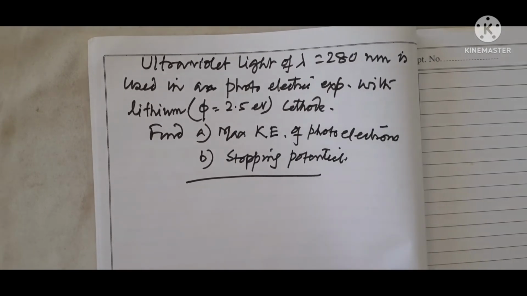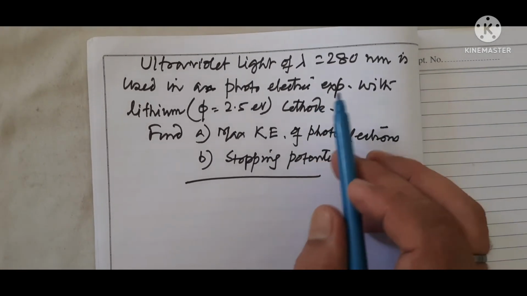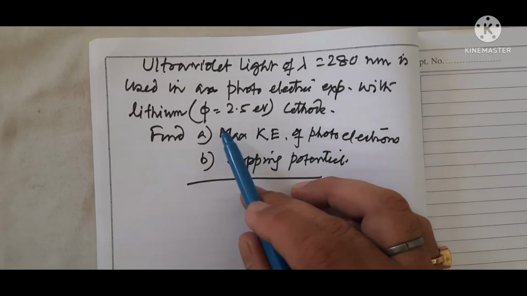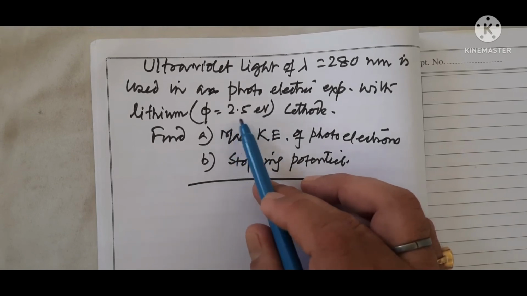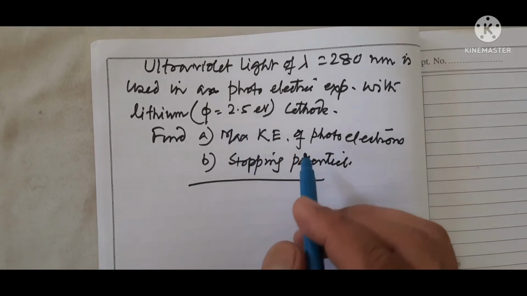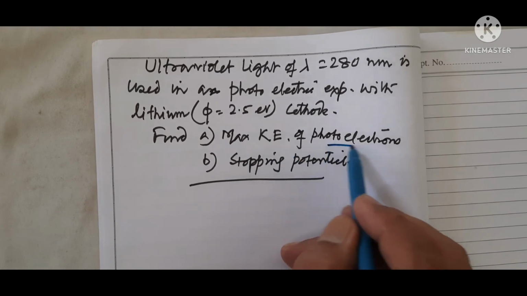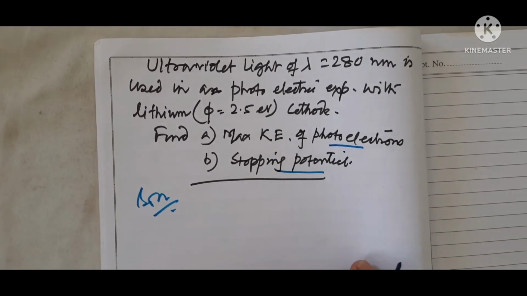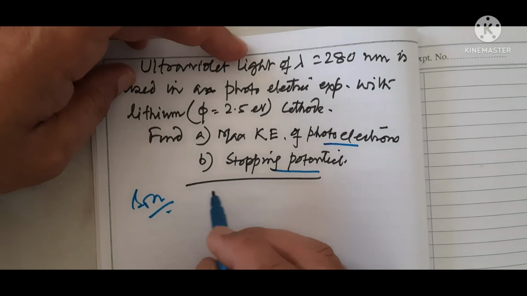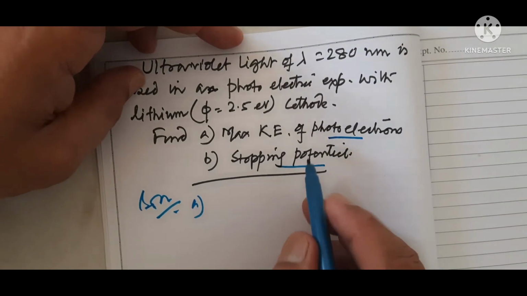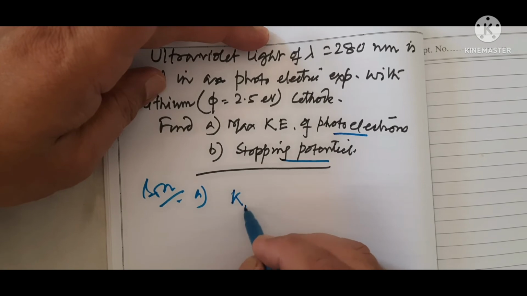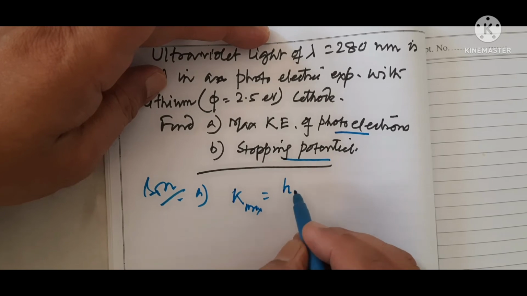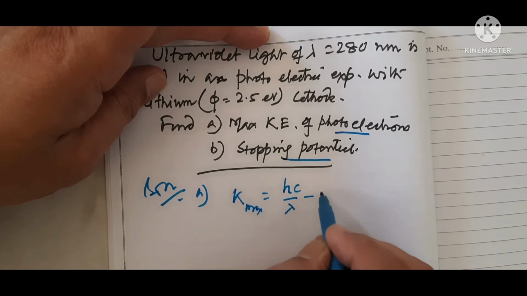Another interesting question: ultraviolet light of wavelength 280 nanometer is used in a photoelectric experiment with a lithium cathode having phi 2.5 electron volt. Phi means the work function. Find out the maximum kinetic energy of the photoelectrons and the stopping potential. So here we are going to use Einstein's photoelectric equation. That is the maximum kinetic energy they are asking. So kinetic energy maximum according to the Einstein equation is h nu, incident, that is hc by lambda, minus phi.